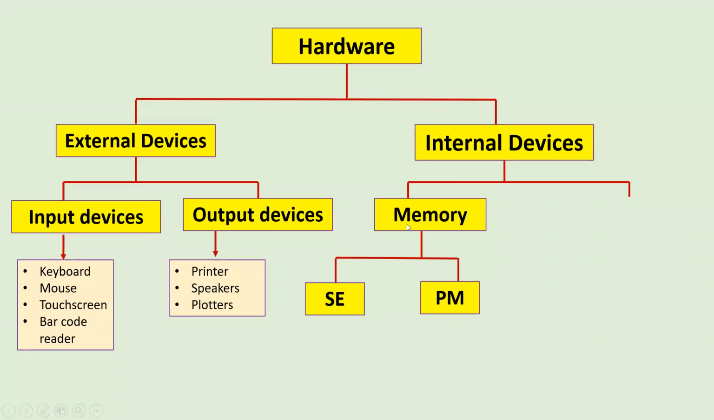Memory is divided into two major parts, secondary and primary. Normally, secondary memory is what is available for us. Whatever data we create using software, we store under secondary memory. Right? For example, hard disk, pen drive, DVD. These are some of the examples for secondary devices.